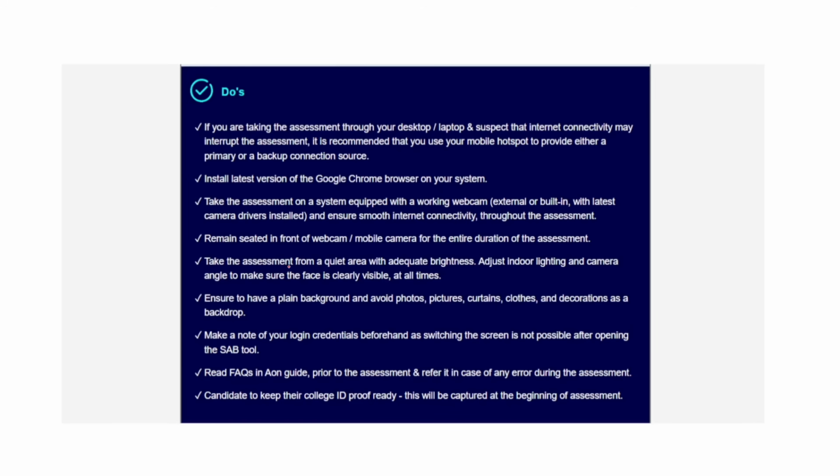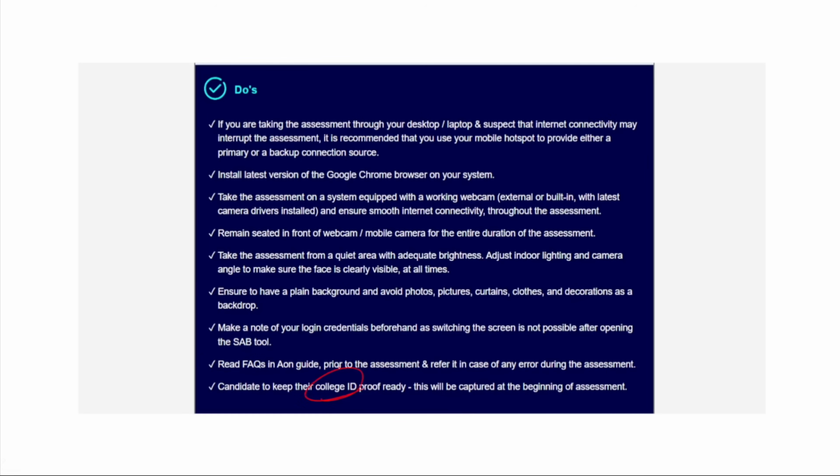Things that we need while attending the exam: keep your college ID card with you, because we need to show the ID card to the camera and capture a photo of it. Also, in the email at the end, you will have the login credentials. Make a note of those credentials on paper because switching tabs is not allowed in the exam. Attend the exam in a quiet and well-lit place. Make sure you have a stable internet connection. So these are the do's that we need to follow while attending the exam.